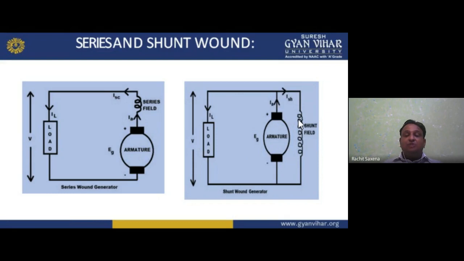Why do we have a large number of turns? Because a large number of turns means resistance is higher, so it does not waste much current. Okay, I hope you understand about the series and shunt. So this is about the series and this is about the shunt.